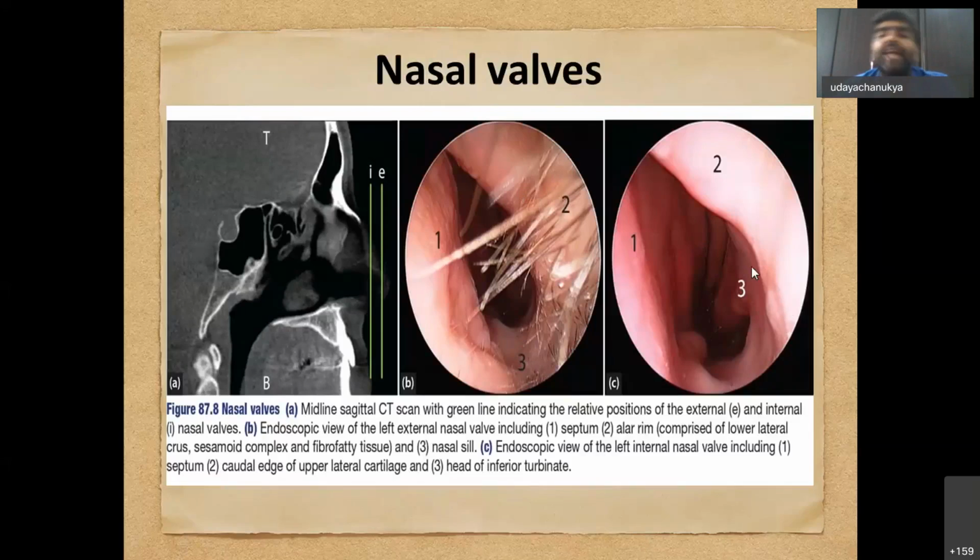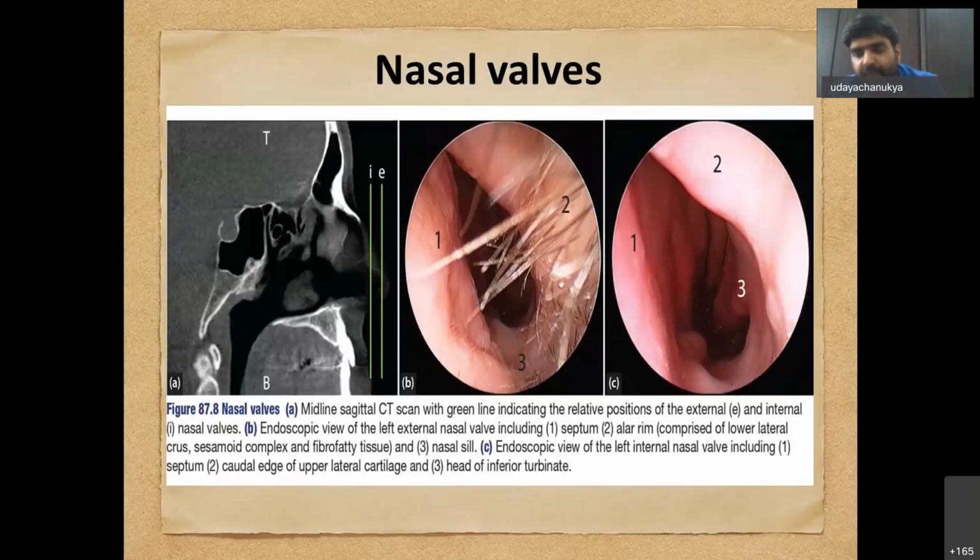Head is nothing but the anterior part of the inferior turbinate. What is the significance of the internal nasal valve? The internal nasal valve is the point where the airflow is regulated most. Not going into physics, let's leave it. So it is the most important part which regulates the airflow into the nasal cavity, or to be precise, nasal resistance. Nasal resistance is what is regulated by the internal nasal valve.